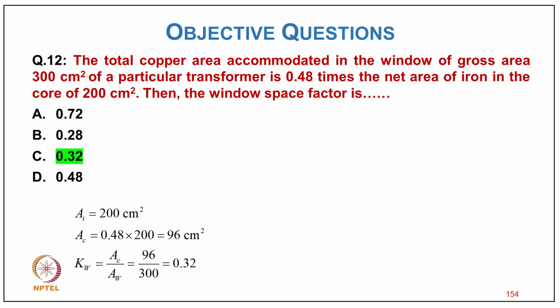The total copper area accommodated in the window cross-section area is 300 centimeter square for a particular transformer, 0.485 times the net area of iron, 200 centimeter square. The window space factor after this calculation comes to 0.432.